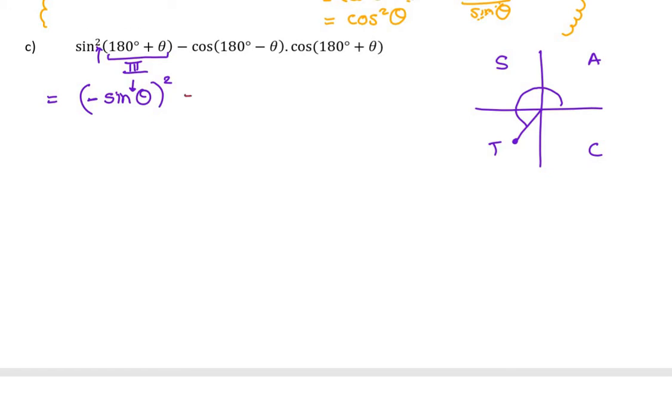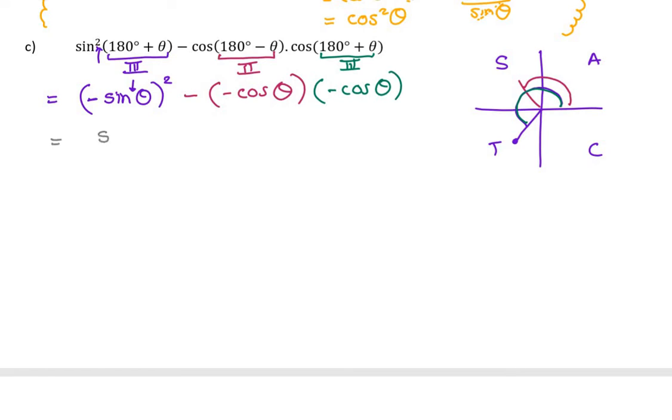Right, so on to the next one, subtract. Where's 180 minus theta? That's in quadrant 2. And so is cos negative or positive in quadrant 2? Cos is negative. So this reduces to negative cos theta. And then finally, 180 plus theta, we've already spoken about that. That's in quadrant 3. And cos is also negative in quadrant 3. So this reduces to negative cos theta. So this simplifies to, and negative squared is actually a positive, so this is sine squared theta.